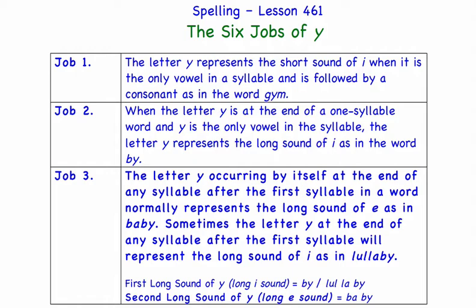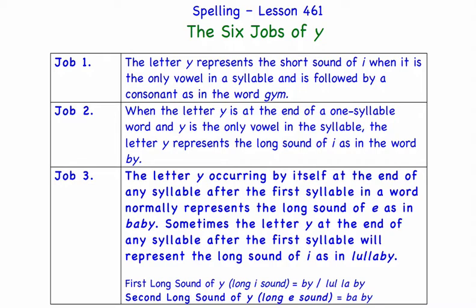Job 1. The letter Y represents the short sound of I when it is the only vowel in a syllable and is followed by a consonant, as in the word gym. Job 2. When the letter Y is at the end of a one-syllable word and Y is the only vowel in the syllable, the letter Y represents the long sound of I, as in the word buy.